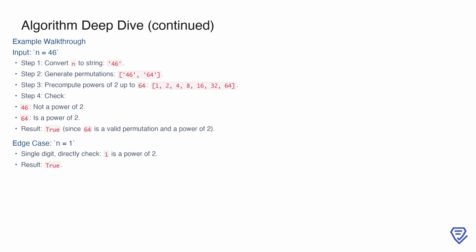For an edge case, let's consider n equals 1. Since n consists of a single digit, we directly check if it is a power of 2. Since 1 is a power of 2, the result is also true for this case.